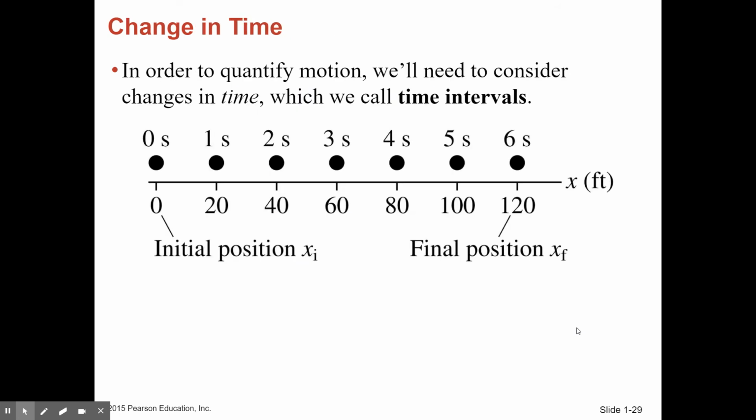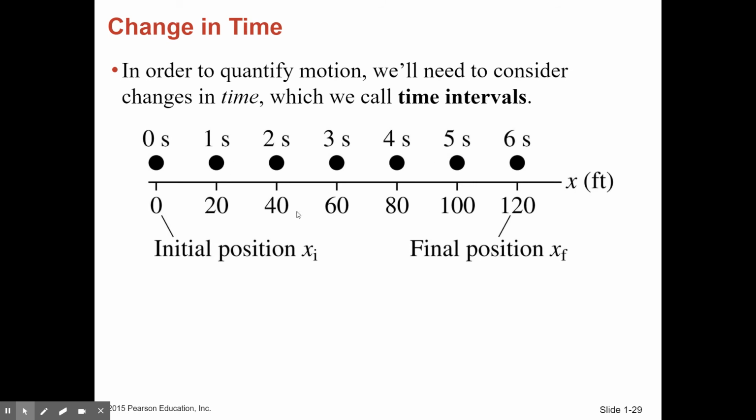In order to quantify motion, we also have to consider time intervals. Again, talking about initial and final position: this is my initial position, and this is my final position. At my initial position, I was at 0 seconds, and at my final position, I was at 6. So my time interval is my final time minus my initial time. My final time is 6 and my initial time is 0, so my change in time is 6.